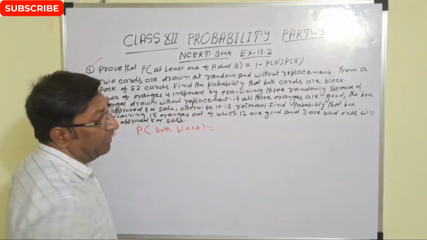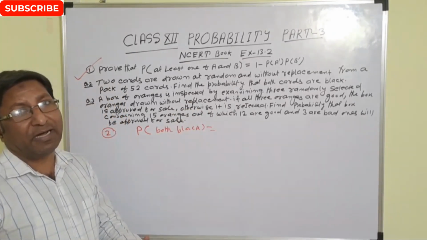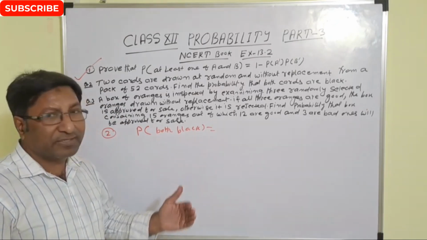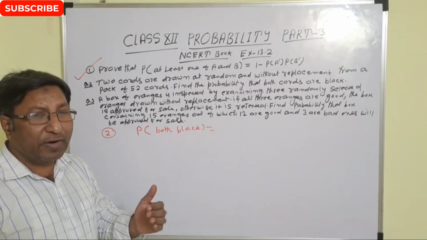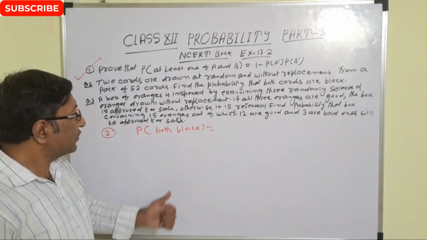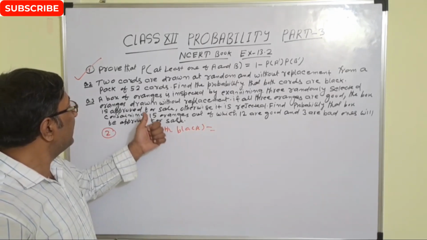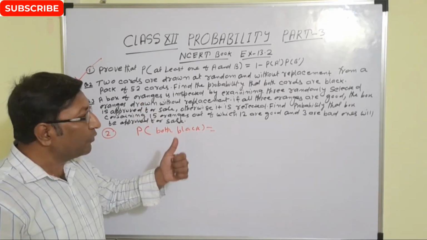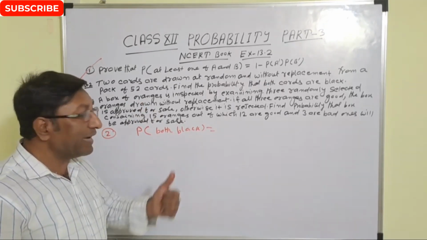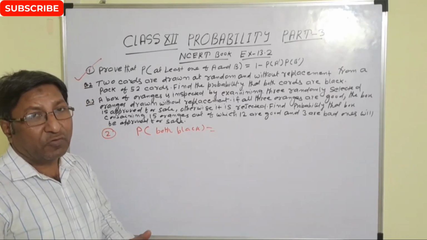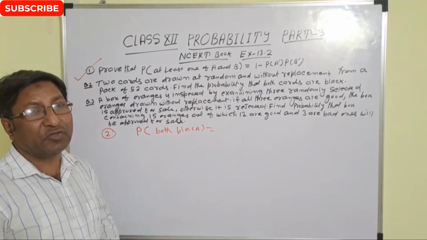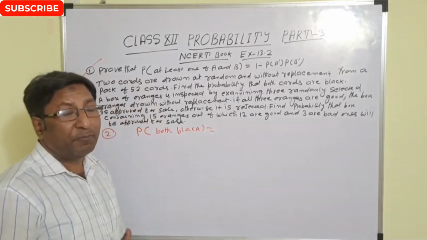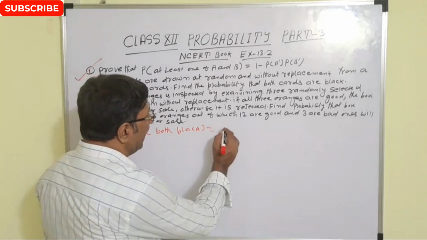So you know well, in playing cards there are 52 cards. In these 52 cards, 26 cards are black and 26 cards are red. Here we are taking 2 cards, so we have to find the probability that both cards are black. Only black cards, how many? 26. When we take 2 cards, it is a case of combination. So the favorable outcomes are the black cards, which is 26.